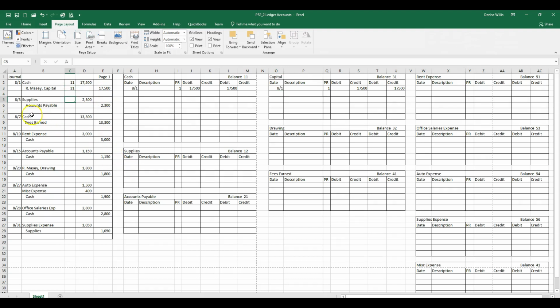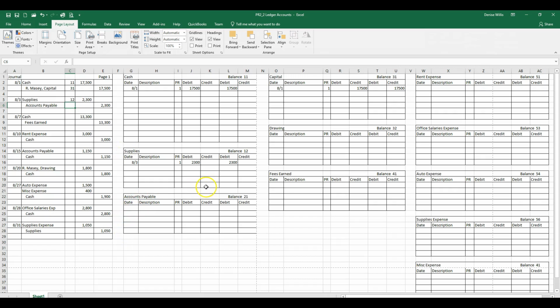Now I move to supplies. On 8.3 I have a supplies debit of $2,300. Page 1, debit $2,300, and a balance of $2,300. Okay, it's account 12. I put my 12 in place here, and I move to the next line.